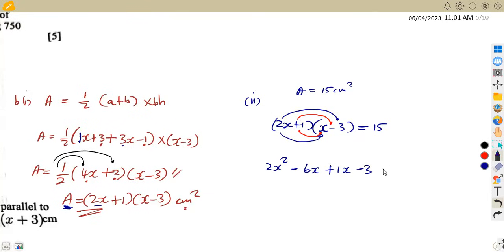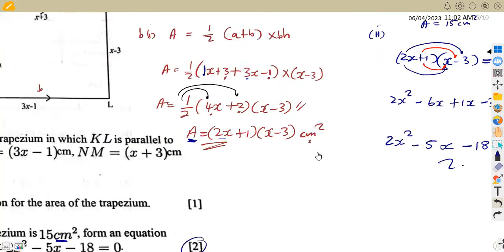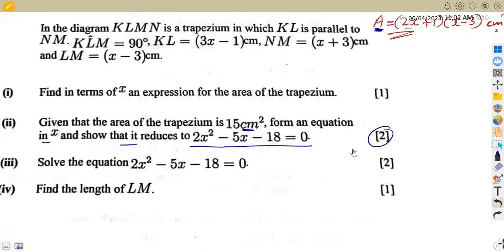That's a negative here. Then you can even transpose this 15 to the other side of the equation so that it can be a negative 15, and this whole part is equal to 0. Collect your like terms: 2x squared, minus 6 plus 1x. This is plus 1. So minus 6 plus 1 from your calculator, that's minus 5, which will be minus 5x. Minus 3 minus 15, this will be minus 18. So that's minus 18 is equal to 0. So as you can see, this is the equation that you're being asked here to show. All right, so that is how we can have this.